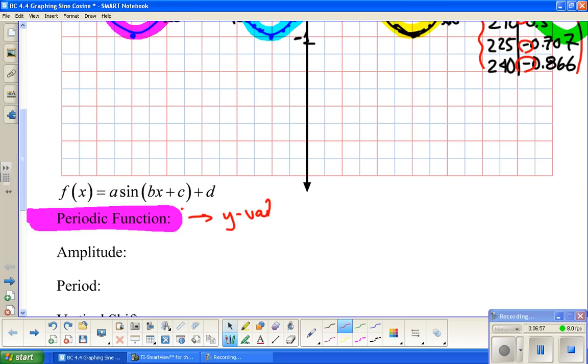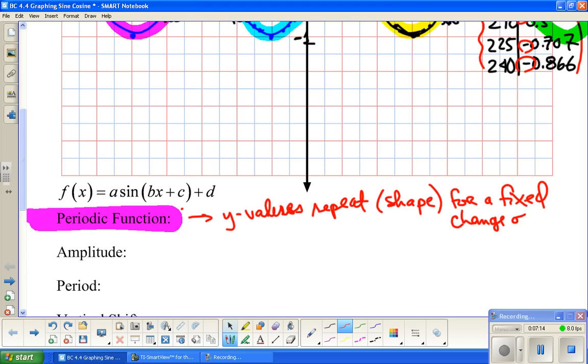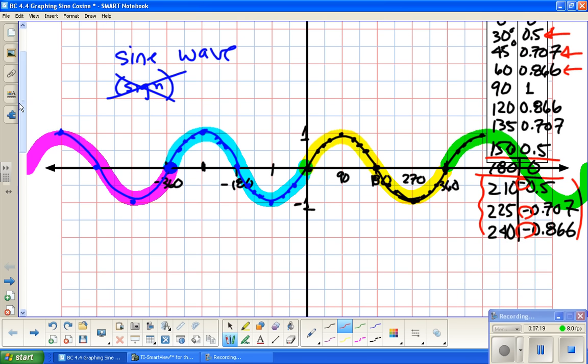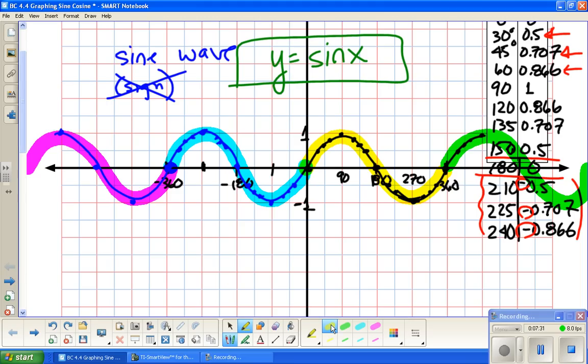The y values repeat. The entire shape of the graph, in fact, repeats for a fixed, in other words unchanging, change of x. So let's take a little peek at this particular graph. This is true for y equals sine of x, and this is considered the parent function. Then of course we're going to mess with it. So this is like our starting point.